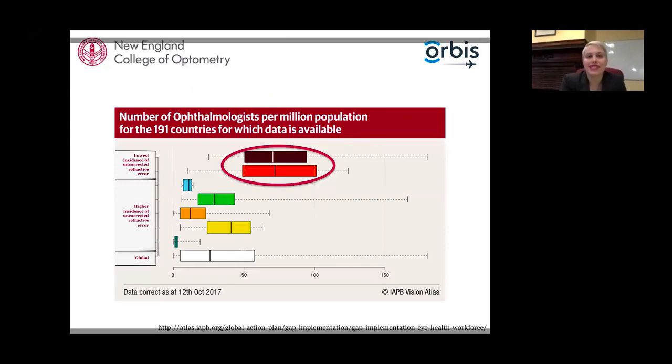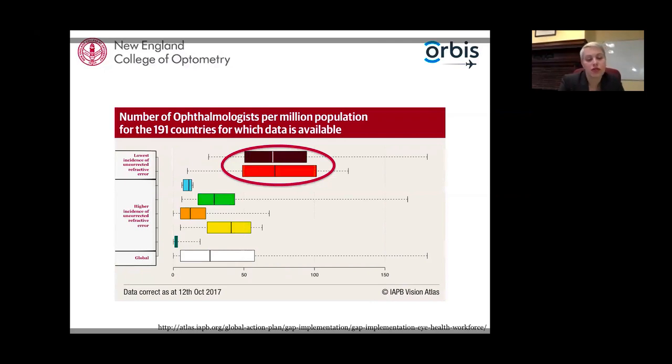This comes from the most recent data released by IAPB, again on their visual atlas. There's a link down the bottom where you can access the visual atlas. And here we see there are a significant number of ophthalmologists working in countries that have a lower incidence of uncorrected refractive error, and that is significantly less in countries that have a higher incidence of uncorrected refractive error.